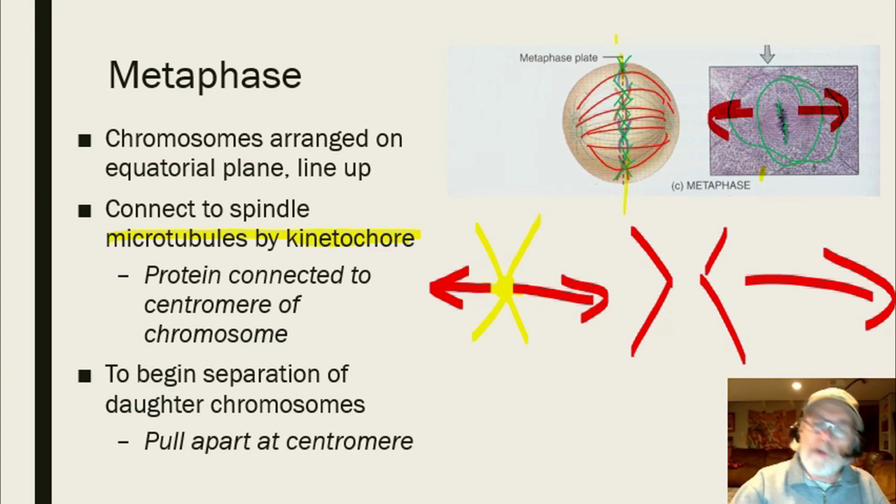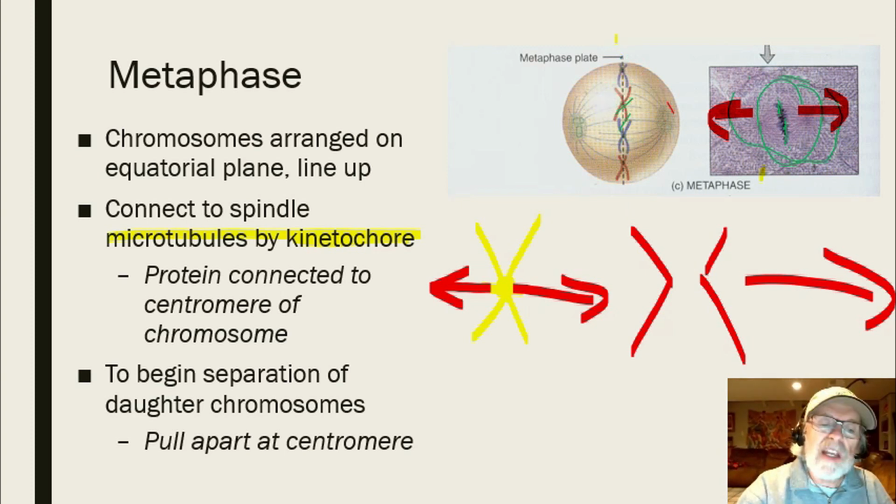If we look at this top picture, I can see that dyad structure. There'll be kinetochores attaching, and it's going to pull this sister chromatid this way and that sister chromatid that way, this chromatid this way, that chromatid that way.